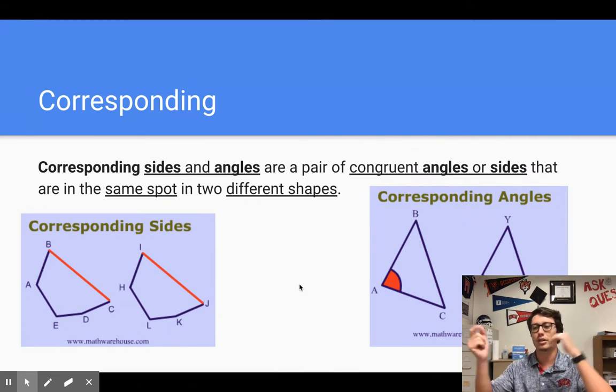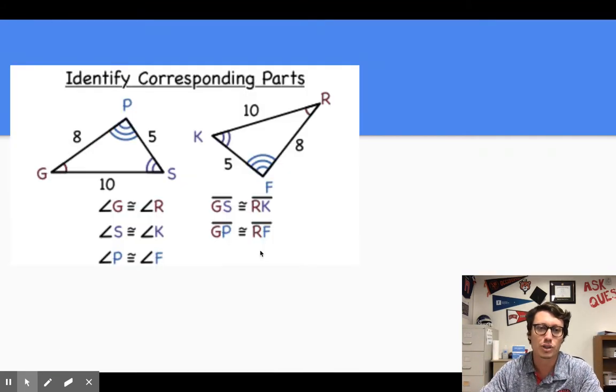They're not flipped, they're not rotated, nothing really has changed, right? But over here, notice you still have corresponding parts even though the shapes are in different orientations. Angle G is congruent and corresponding to angle R, even though angle G is in this lower left corner and angle R is in this upper right corner. They are still congruent and they are still corresponding, okay? Same thing, angle S is congruent and corresponding to angle K. Angle P is congruent and corresponding to angle F.